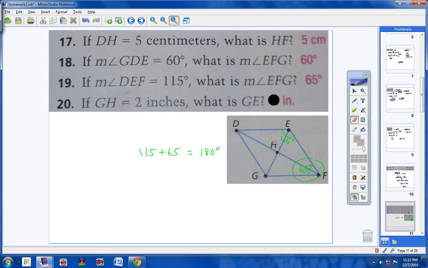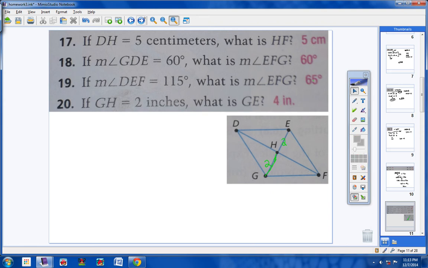Okay, moving on, number 20. GH is 2. So from here to here is 2. Now remember, in a parallelogram, diagonals bisect each other. So if this is 2, then HE would also have to be 2. They want to know the length of GE. So from here all the way to here, well, that's 2 plus 2. The answer is 4. Okay, 4.